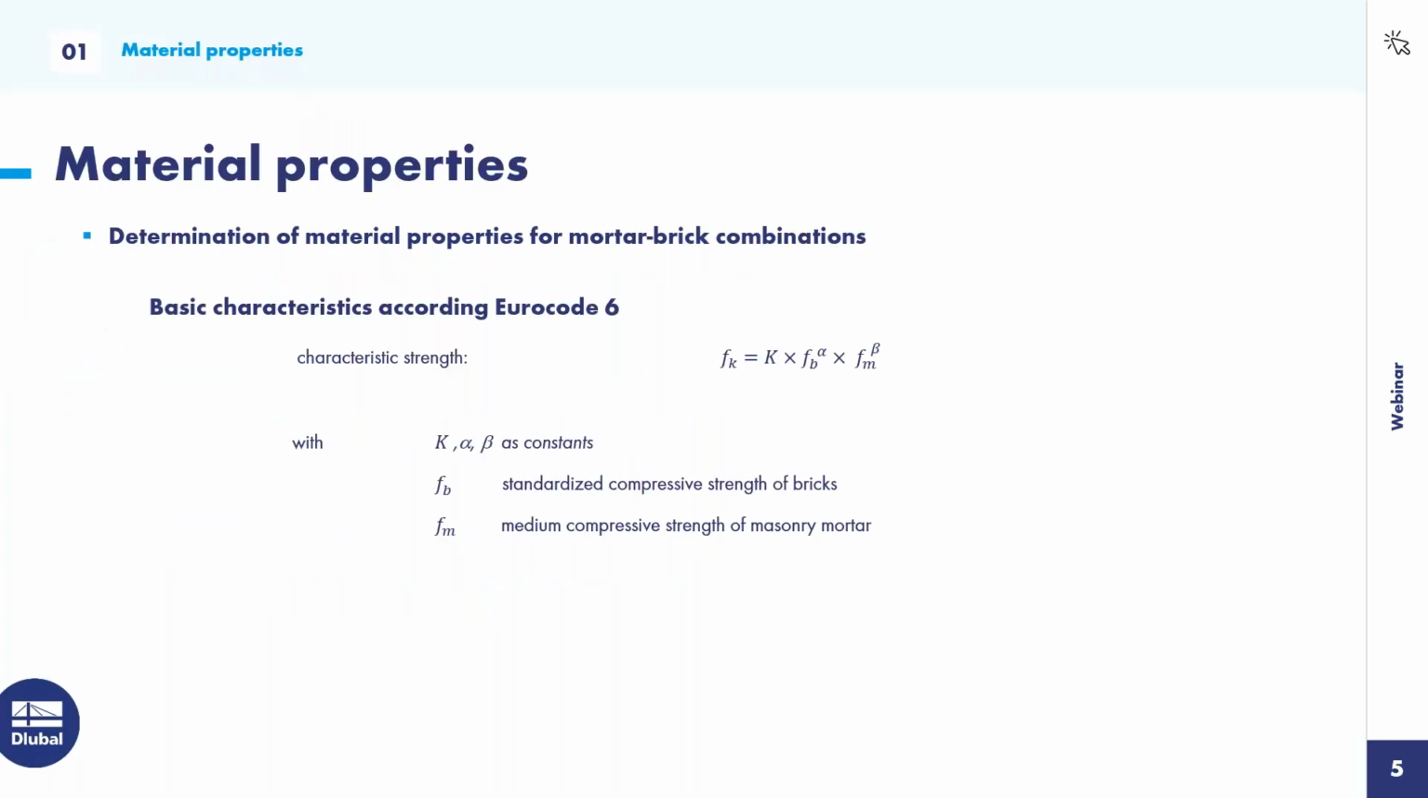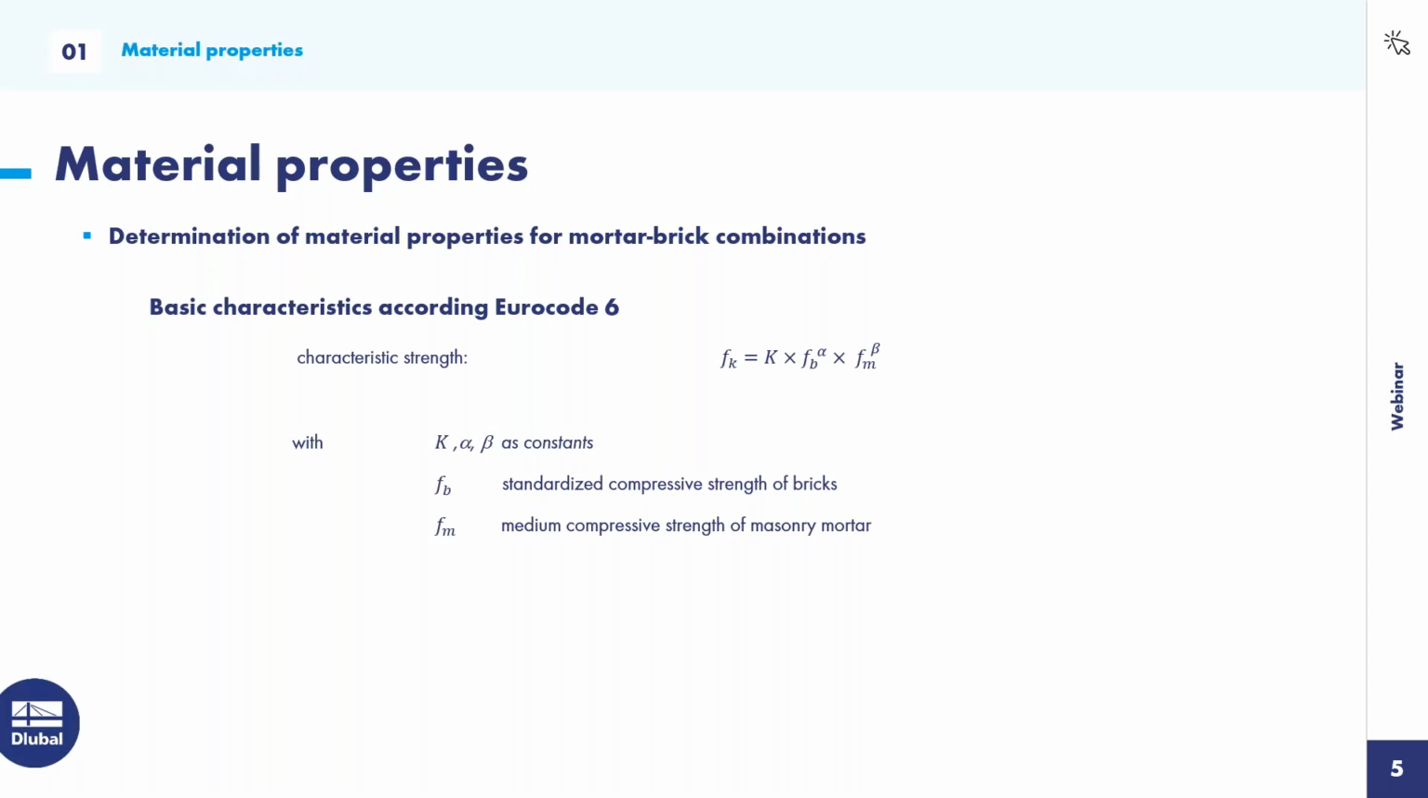The material properties of masonry are not so easy to find as for other materials. It's because masonry is a mix between the bricks and the mortar. And so we always have to look at what product we have, and after that we can determine the characteristic strengths, for example, and find the properties. One of the basic characteristics we need is the strength.